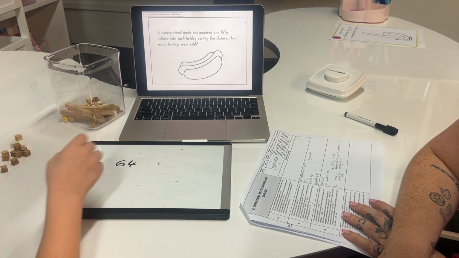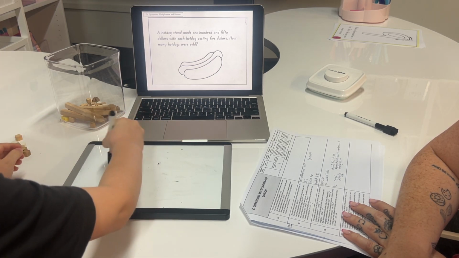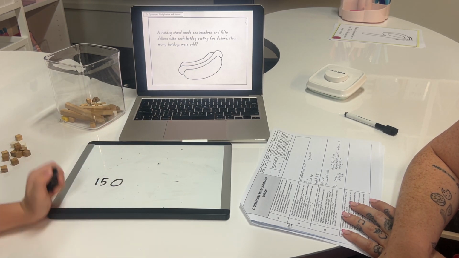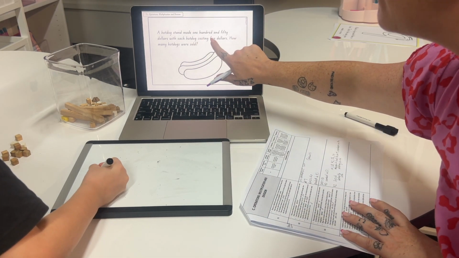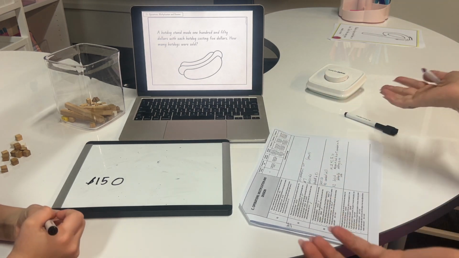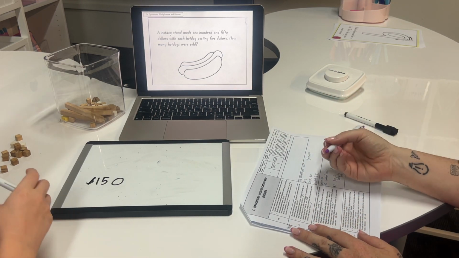A hot dog stand made $150. Wait, let me just. $150. That's a lot of hot dog money. And each hot dog cost $5. So each hot dog cost $5. Yeah. How many hot dogs were sold?